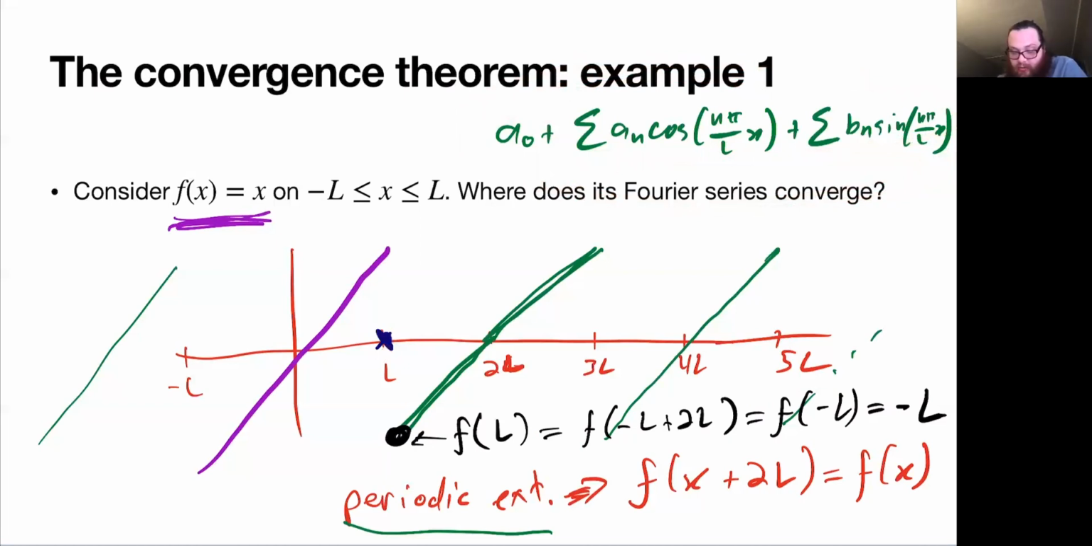And likewise at any other point: at negative L, the series converges to 0. At 3L, it's going to be 0, at 5L, it's 0, et cetera.